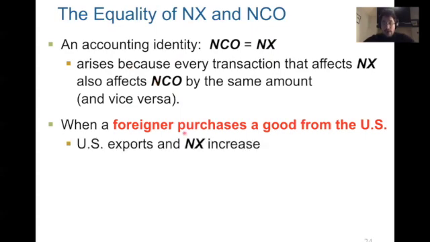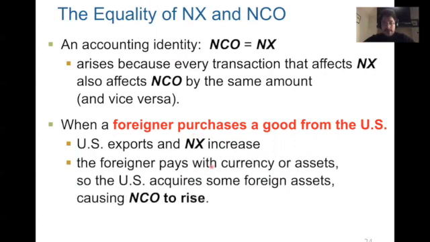Here, to recap, when a foreigner purchases a good from the United States, US exports and net export increase. This is our example of Apple selling a PC. So when a foreigner in Italy purchases a PC from the United States, US exports increase. The foreigner pays with currency or assets. In our example, it was paying for the PC with euros. And the US acquires some foreign asset. Apple acquires some euros, causing the net capital outflows to rise.